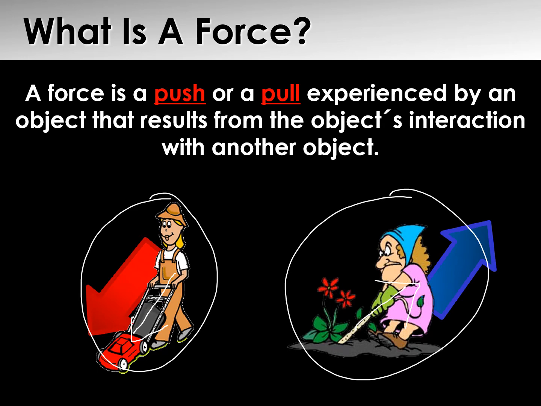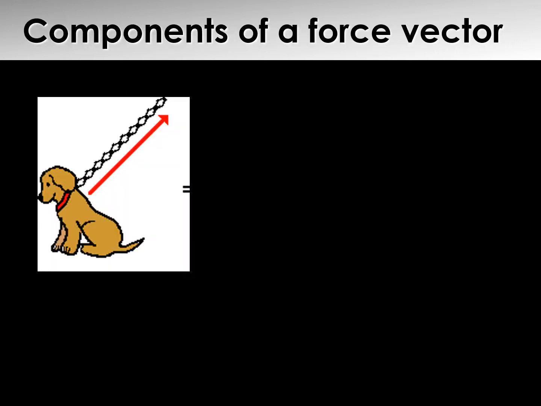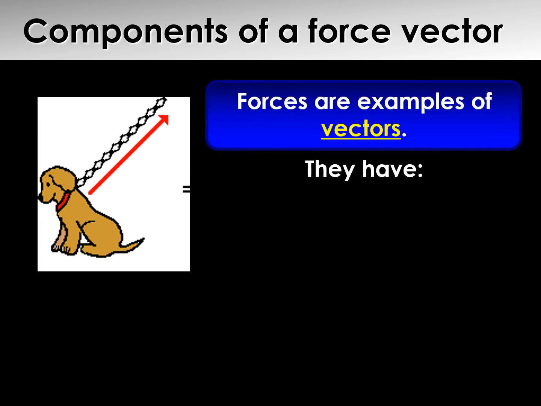This interaction can be with physical contact, like in these two cases, or it can be indirect or non-contact. For example, when you have two magnets. So, when you want to draw a force, you can do that by using a vector. What is a vector? A vector is when you represent something using an arrow. For example, this arrow right here.